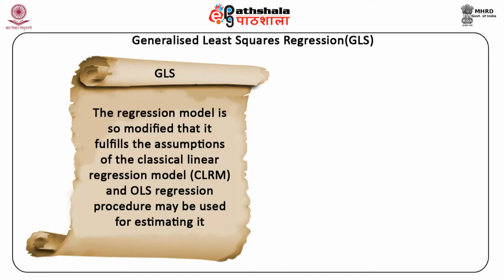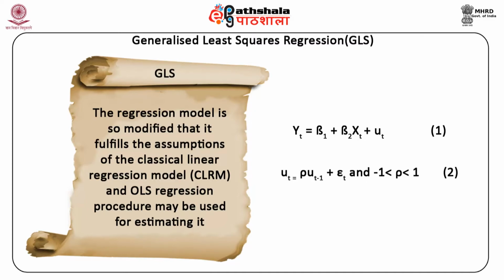So if the regression model is yt is equal to beta 1 plus beta 2 xt plus ut, which we can define as our equation 1, such that ut is equal to rho ut minus 1 plus epsilon t, and rho is greater than minus 1 and less than 1, let's define it as equation 2. This method exploits the fact that the covariance matrix of the error term ut can be obtained in terms of the autocorrelation coefficient and variance of epsilon t.